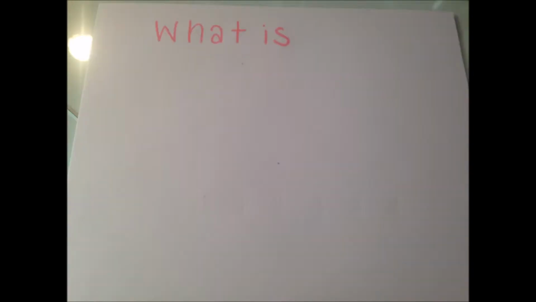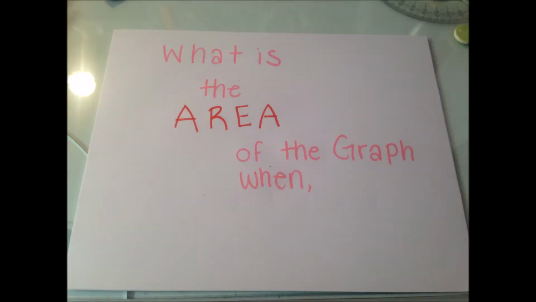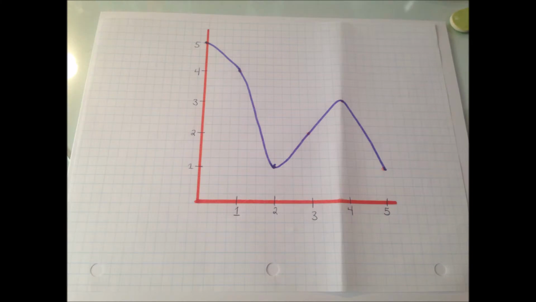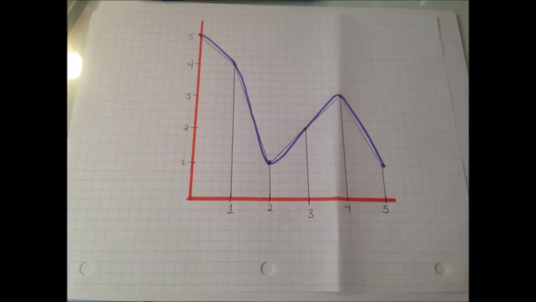Okay, why don't we try and do some practice problems? What is the area of the graph when n equals 5? And here's the graph we are given. Now before we start drawing anything, we should probably know what we are doing with n equals 5. Well, n is the number of trapezoids that we are going to be putting into our graph. So we have to split the graph into 5 equal parts. Since the number is 5 and we have 5 intervals, all of the intervals are going to equal 1, and that's what it'll look like.